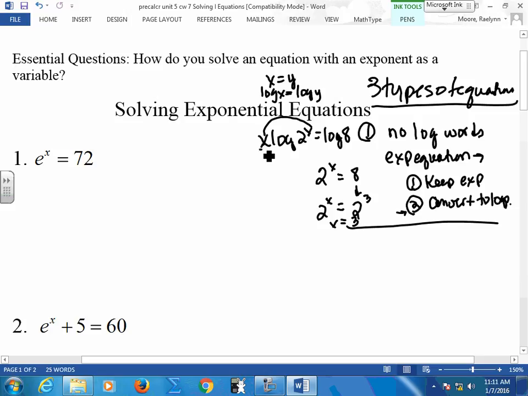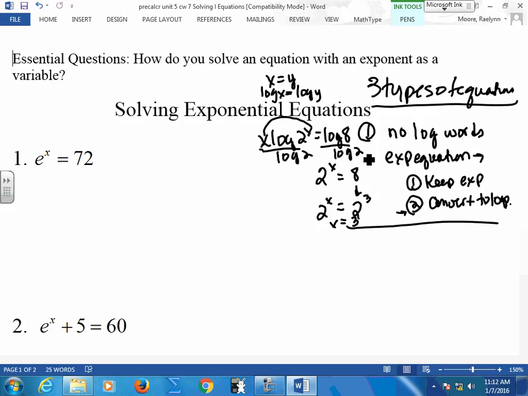So I can divide both sides by log 2. Now, you can't divide 8 by 2. The log 8 is an identity by itself. The log 2 is its own identity. You have to put in your calculator log 8 divided by log 2. That will also give you the answer of 3.